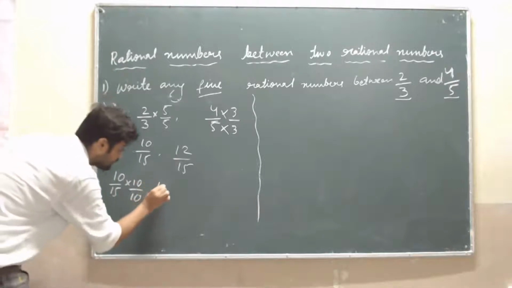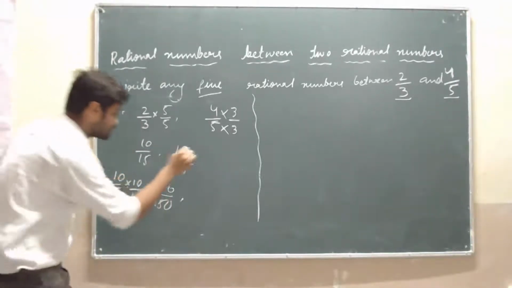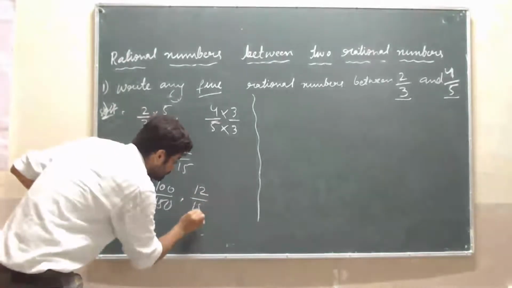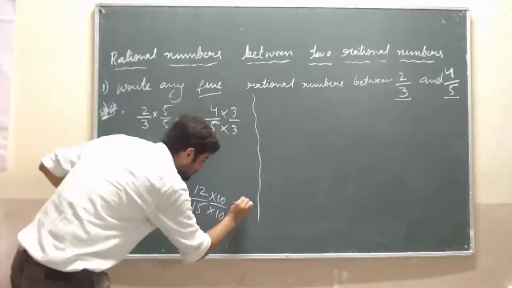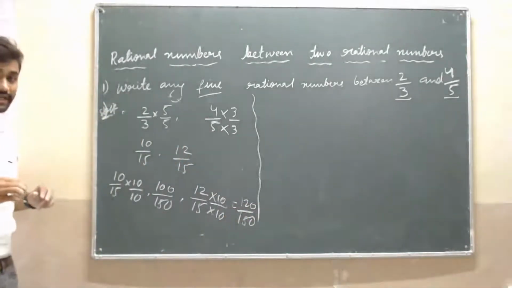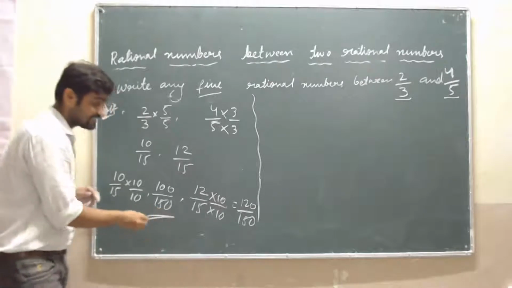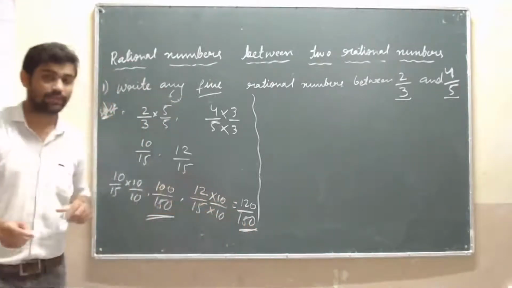What will we get? 100 by 150, isn't it? Then the second one, 12 by 15 is there. Multiply and divide by 10. What will we get? That is 120 by 150. Then write the rational numbers between 100 by 150 as well as 120 by 150.